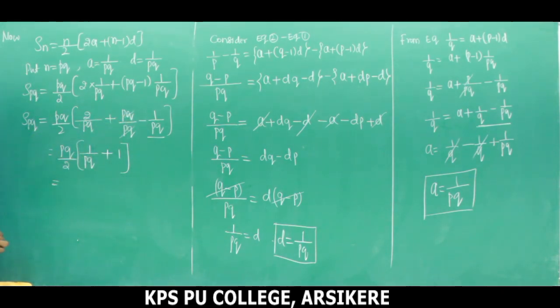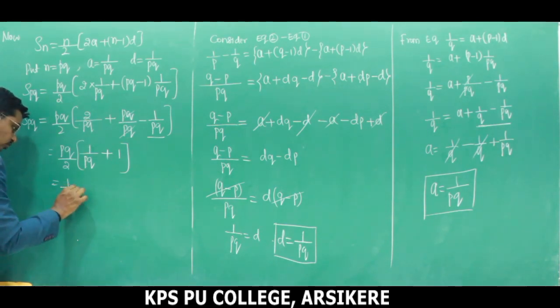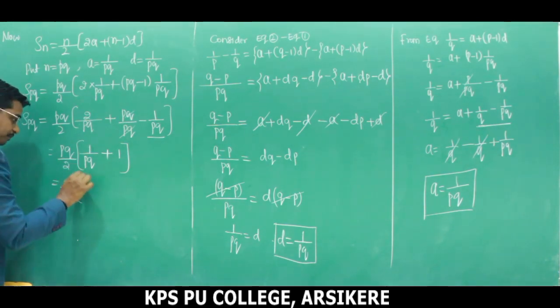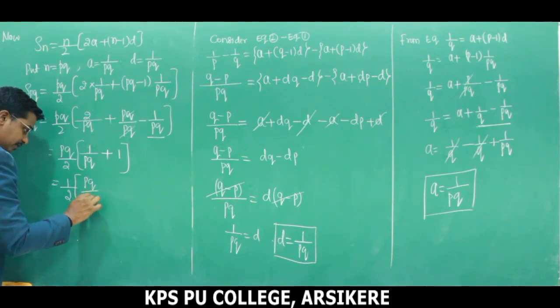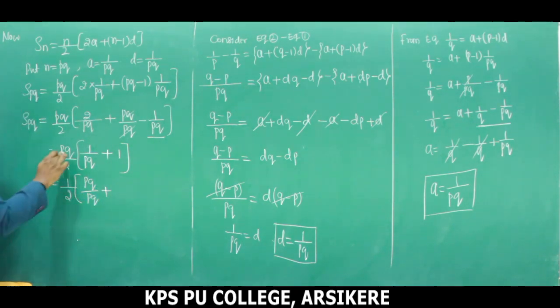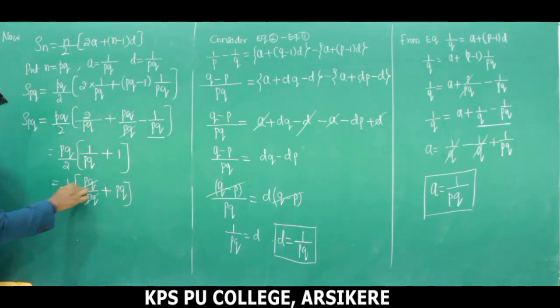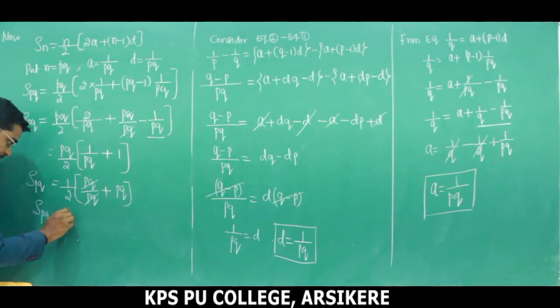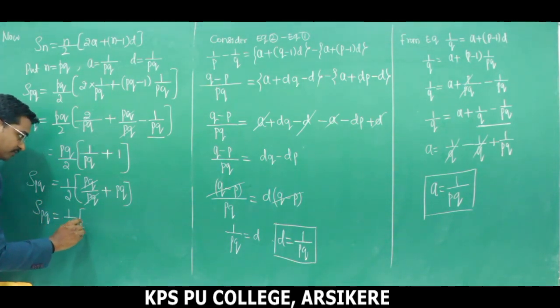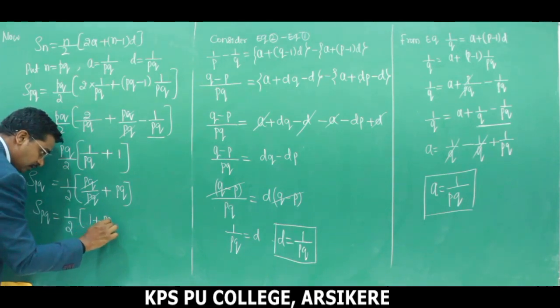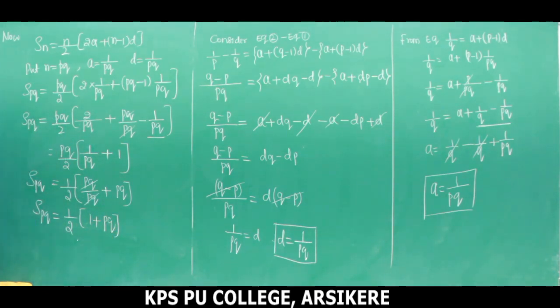So now multiply by PQ here. So 1 by 2 write as it is. P cube divided by P cube plus PQ into 1 is PQ. Here it cancels, we are left with 1. So therefore SPQ is 1 by 2 times of 1 plus PQ. This is our requirement.